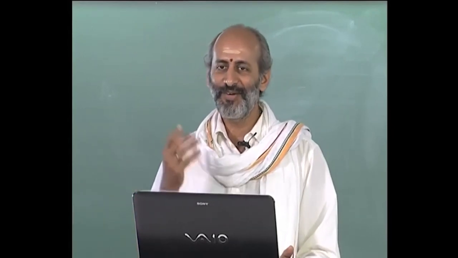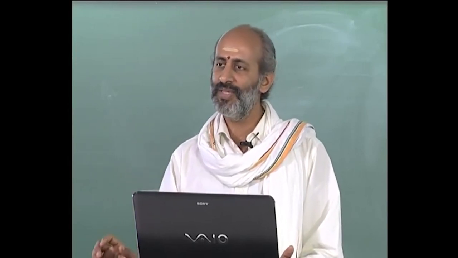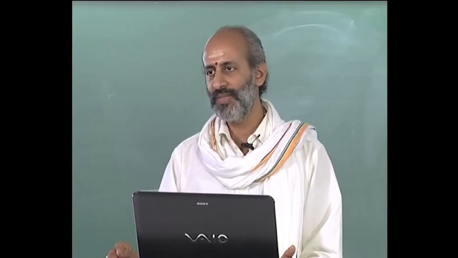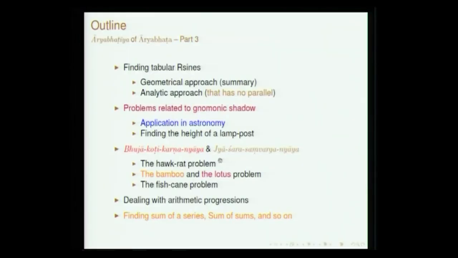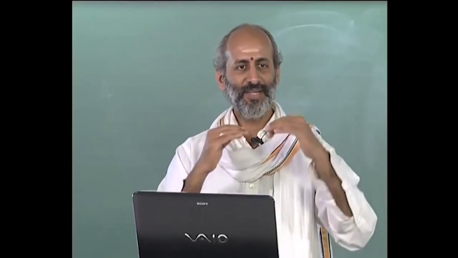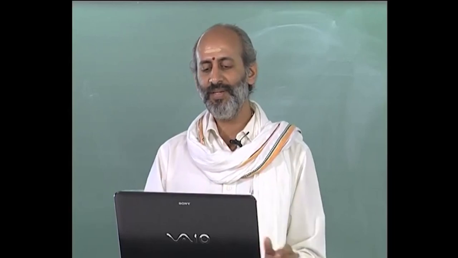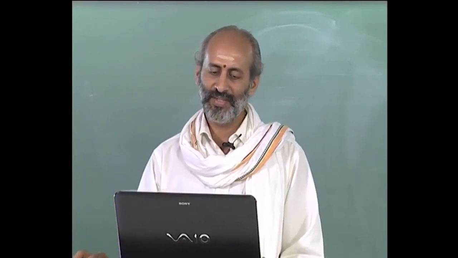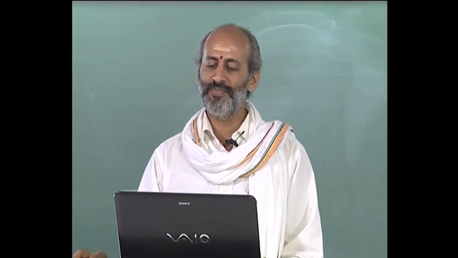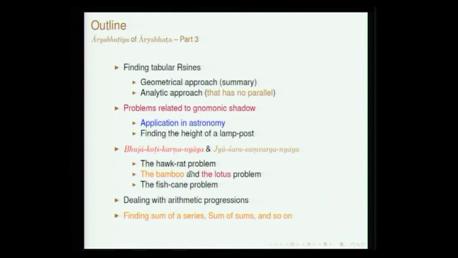Then we will move on to the discussion of the famous Bhujakotikarna Nyaya. Of course, it has been dealt with in great detail, but what I am going to do is basically choose some very interesting problems which have been given by Bhaskara in connection with that. Here you will also notice what I have written is Jyashara Sambarga Nyaya. Jya, as I said, is the chord, semi chord. Shara refers to the bana. Sambarga is product. So here it is basically the product of the chords is the same, this we know in a circle. What are the applications of this rule? That is what I will be dealing with in great detail. And in this connection, Bhaskara has presented very interesting problems as illustration. Those will also be dealt with.